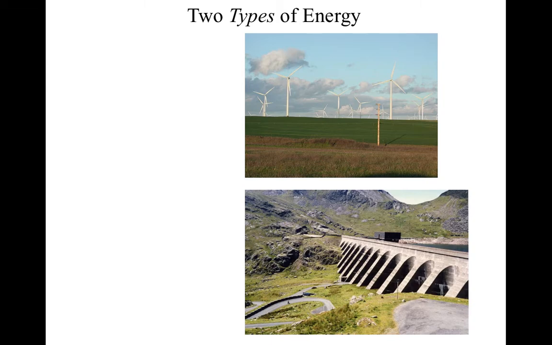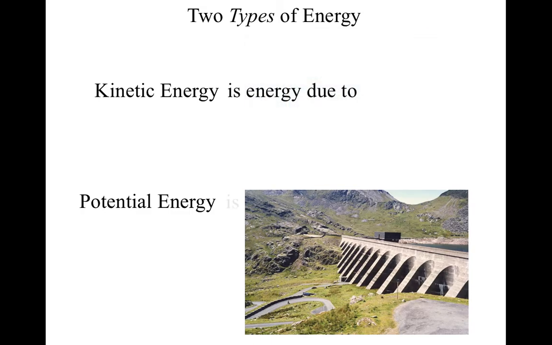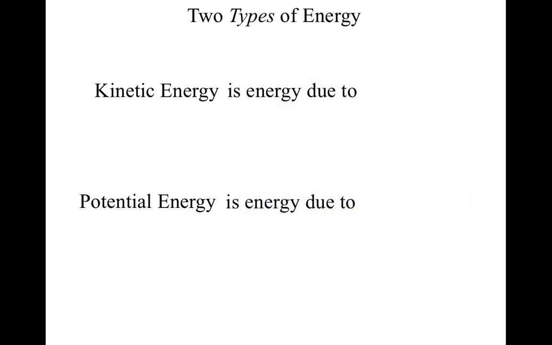All right, 2 types of energy here. Let's look at what we got here. We have a picture of a wind farm, and then what looks like a dam somewhere. So the wind farm is our designation for kinetic energy, while the dam is for potential energy. Think about, okay, why would that be? Well, it all has to do with where the energy is coming from.